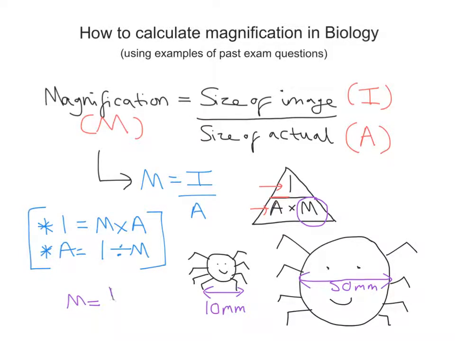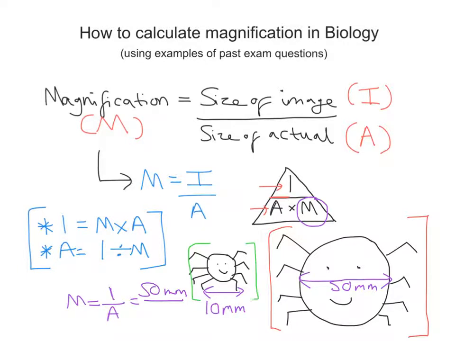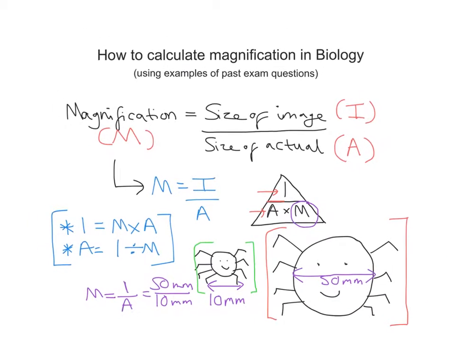So magnification is image divided by actual. Our image is this one here, just the drawing that we have, and that is 50 millimetres, divided by our actual, the actual object we're looking at, this spider here. We said that was its real life size, and the size there is 10 millimetres. You don't always have to show the units in this part of the calculation, but we do it at the end.